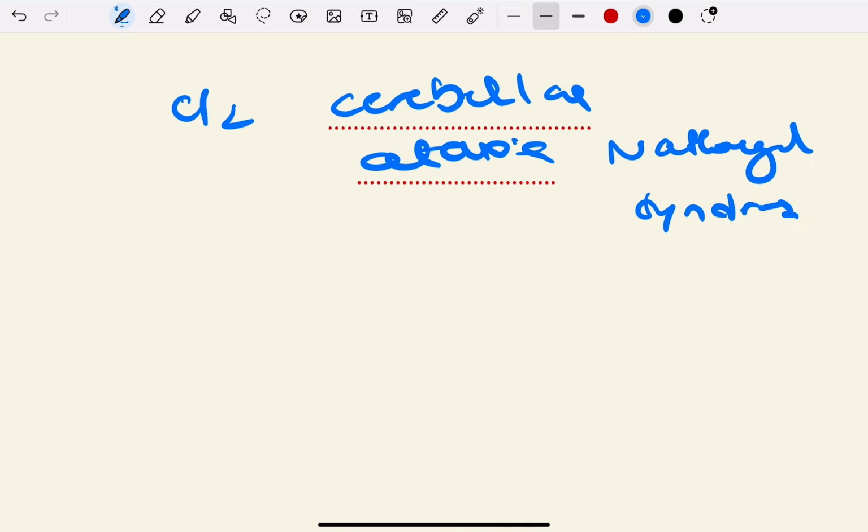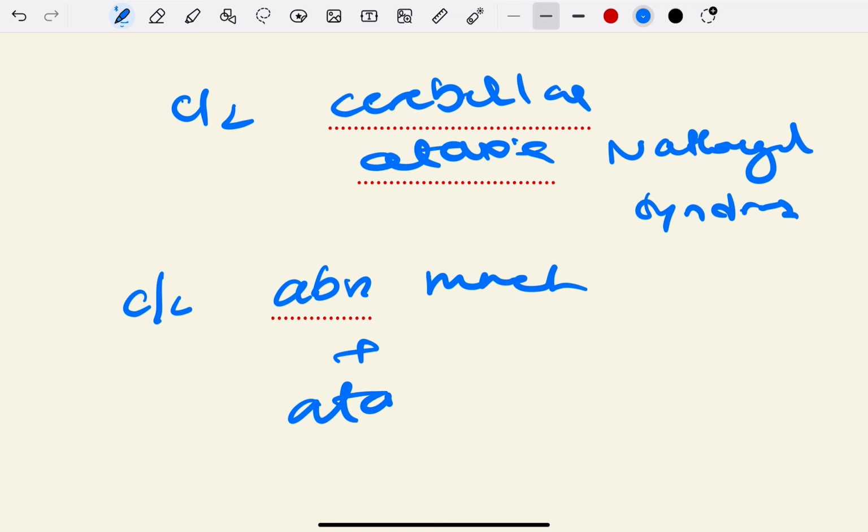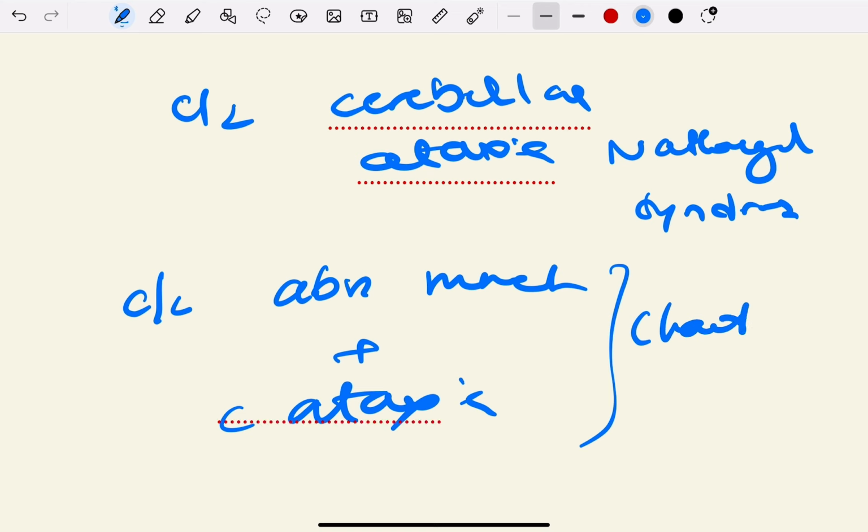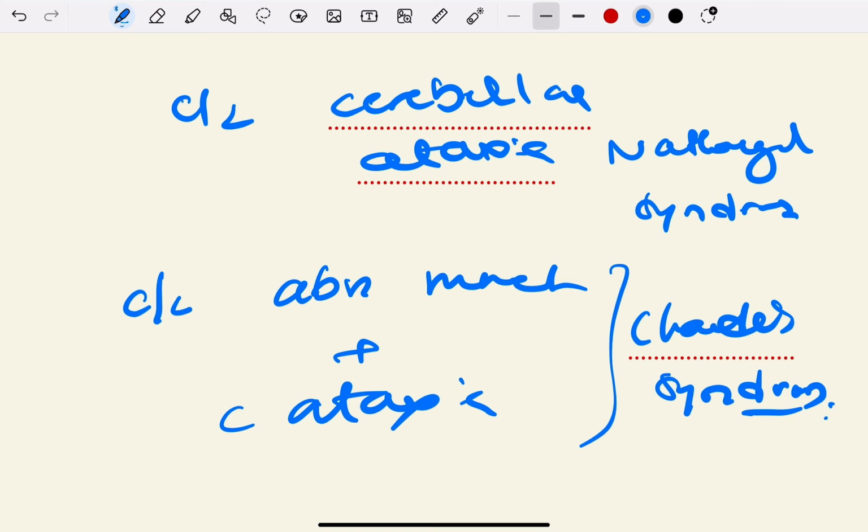And if there are features of both Benedikt's and Nothnagel syndrome, like chorea, abnormal movements are also there, plus cerebellar ataxia is also there, so abnormal movements plus cerebellar ataxia, we are talking about what is known as Claude's syndrome. So these are four important midbrain pathologies resulting in ipsilateral third cranial nerve palsy.